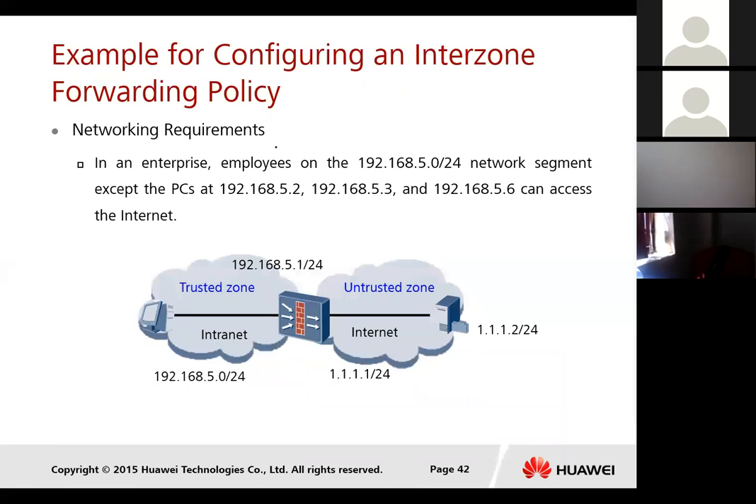So the next one is an example of the configuration of an inter-zone forwarding policy. This is one example that shows you how it works. In the enterprise, employees on the 192.168.50.24 network segment, except the PCs 192.168.5.2, 5.3, and 5.6, can access the internet. All right, so these 3 IPs are not allowed to the internet within this range 5.0. It's under a trust zone. These 3 PCs, .2, .3, .6, are not allowed to go through to the internet.